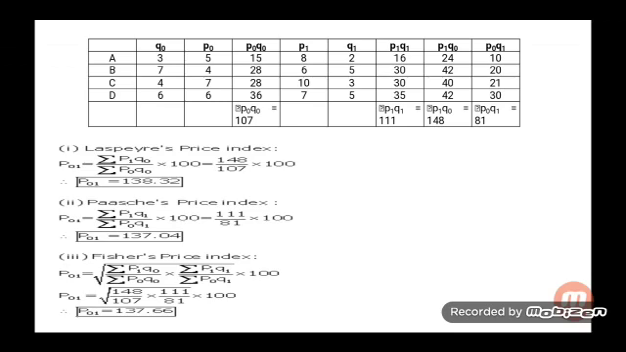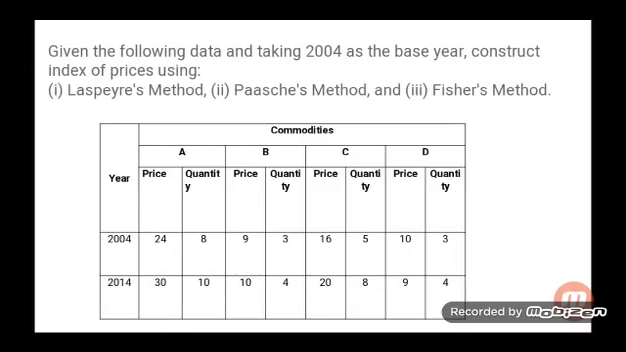We will solve one more question related to it. Given the following data and taking 2004 as the base year, construct the index of price using Laspeyres, Paasche's and Fisher's method. यहाँ पे हमने 2004 और 2014 लिया है. 2004 आपका बेस ईयर है और 2014 आपका करेंट ईयर है. और 4 कॉमोडिटीज़ यहाँ पे भी हमने लिए हैं A, B, C, D.